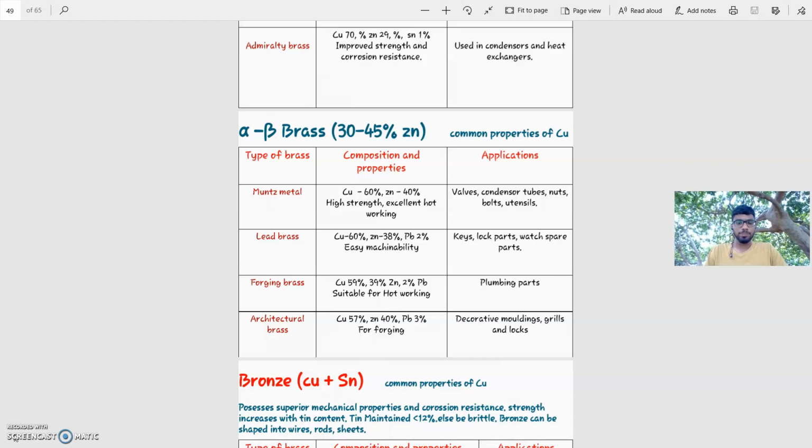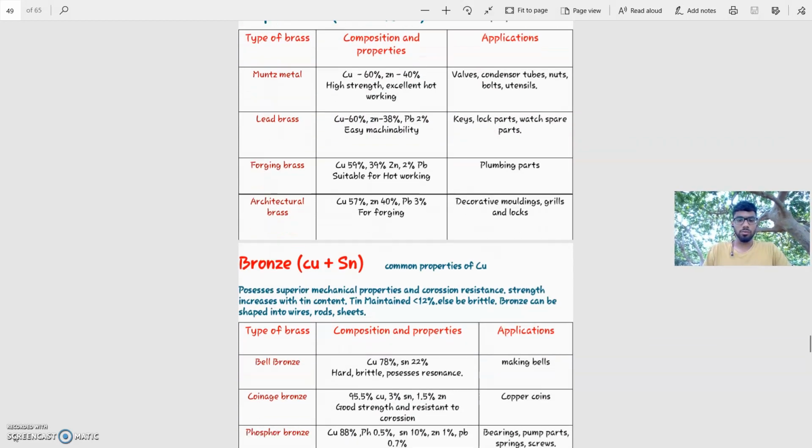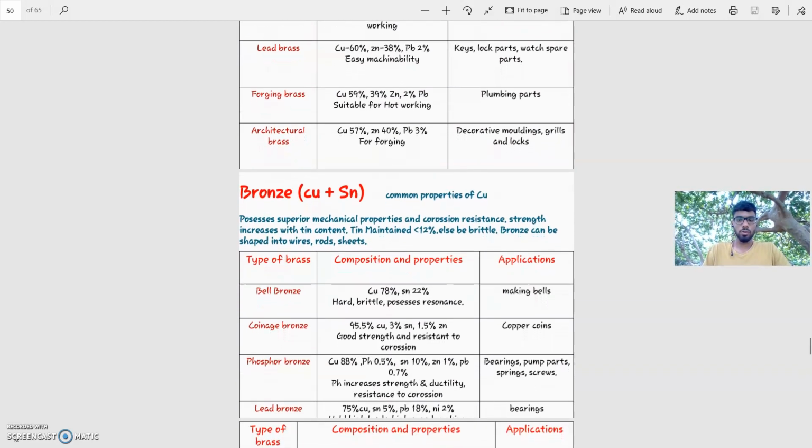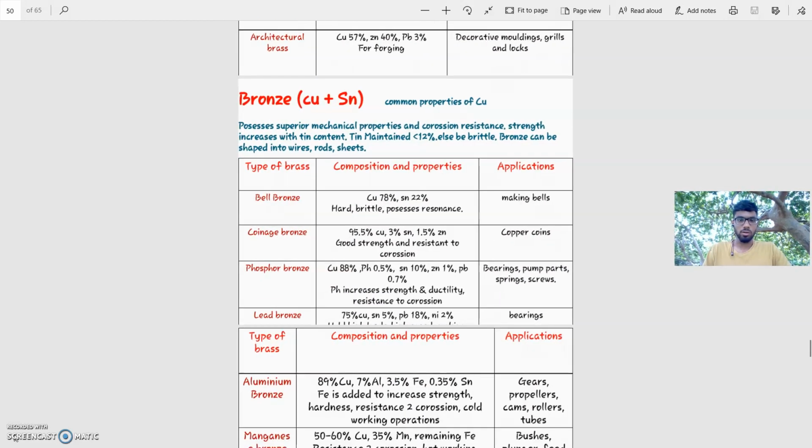Lead brass. The composition is 60% copper, zinc 38%, lead 2%. Easy machinability. They are used to make keys, lock parts, and watch spare parts. Forging brass. Composition is 59% copper, zinc 39%, lead 2%. Suitable for hot work. Plumbing parts. Architectural brass: copper 57%, zinc 40%, lead 3%. Used for forging, decorative moldings, grills, and locks.